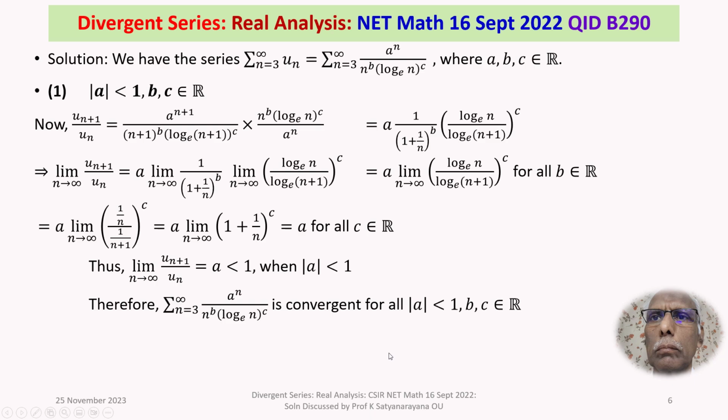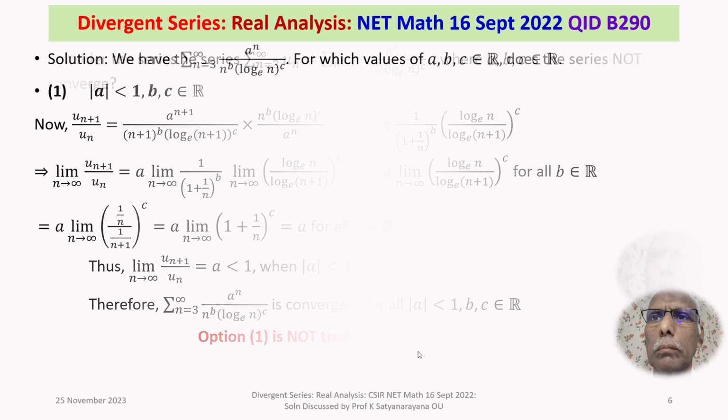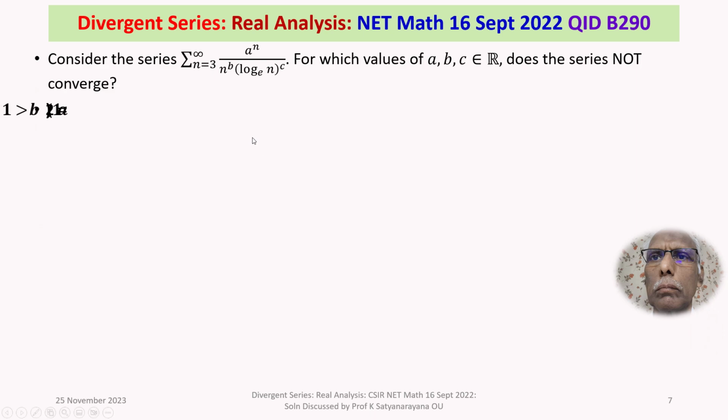So we have to identify the situation, under which option, the series is not convergent. It is convergent. So therefore option 1 is not true. Option 1 is not true means it is not divergent; it is convergent. So let's get into option 2.